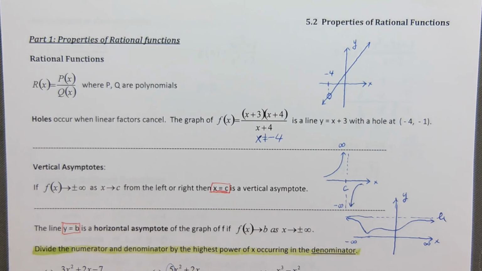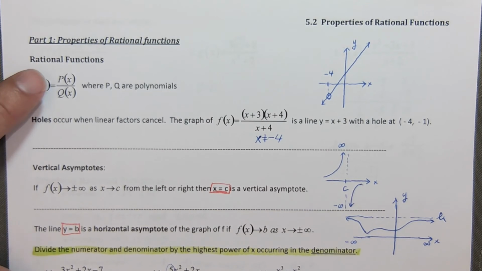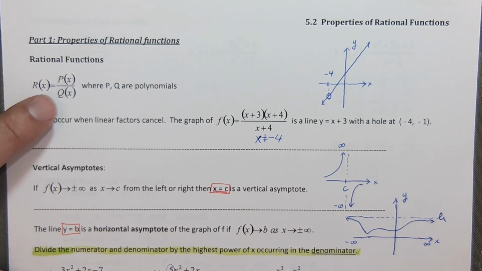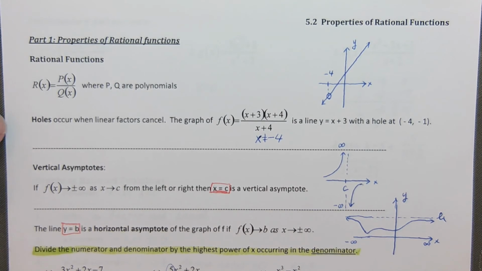Hi there. So for this section, we're going to talk about properties of rational functions. A rational function is a regular function, but it's basically a polynomial divided by a polynomial. There are a lot of different properties that we're going to look at in this section. We're going to start out with when there are holes in the graph itself.